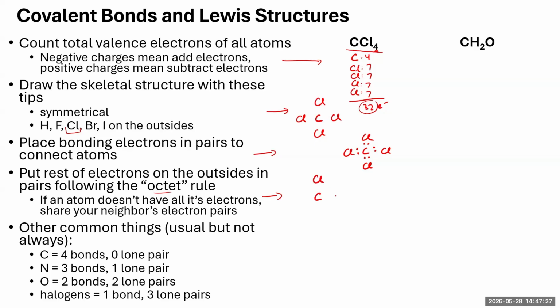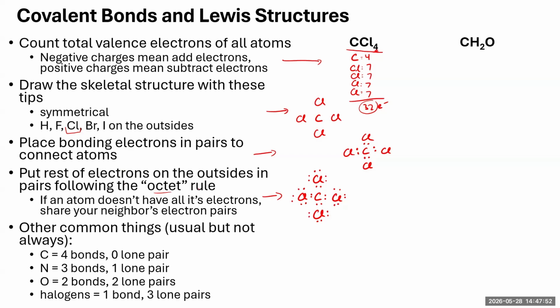All right. So again, that's carbon. These are chlorines, C and L. All right, so then we start putting them on, right? So it's 8, 9, 10, 11, 12, 13, 14, 15, 16, 17, 18, 19, 20, 21, 22, 23, 24, 25, 26, 27, 28, 29, 30, 31, 32.